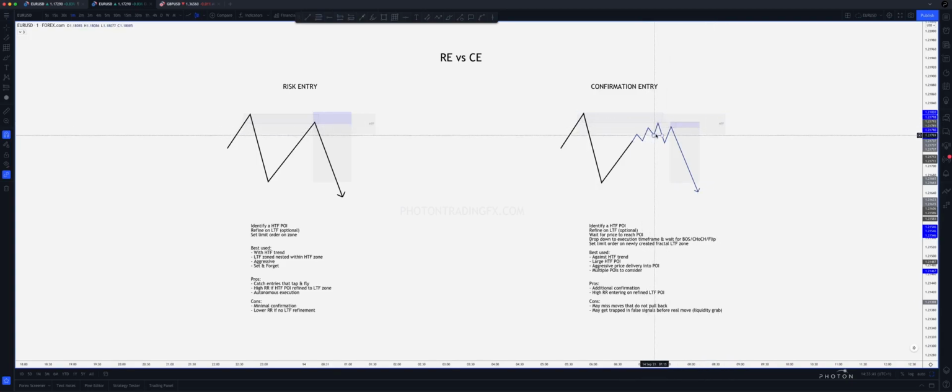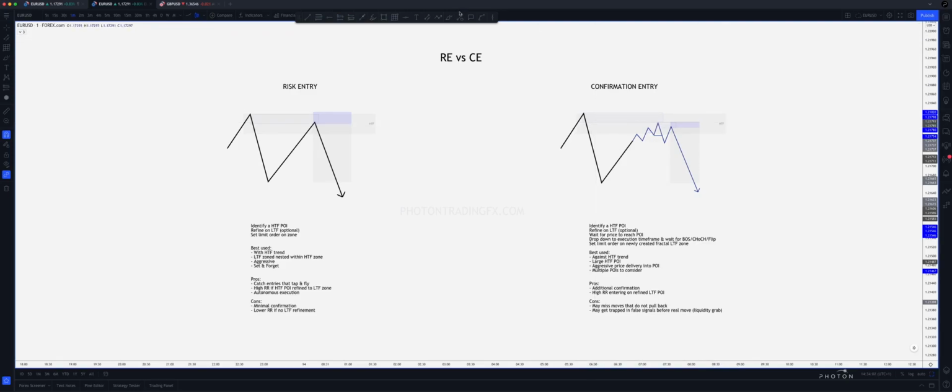So you may want to just wait for a little bit of extra confirmation, just to show that bearish order flow is starting to kick in if you're looking to get short. Also good if you have a large high time frame POI. What I mean by that is, imagine this is a daily or a 4-hour zone. Obviously it's going to be different for every pair, but generally those zones can be anywhere from 40 to 100 pips, for instance.